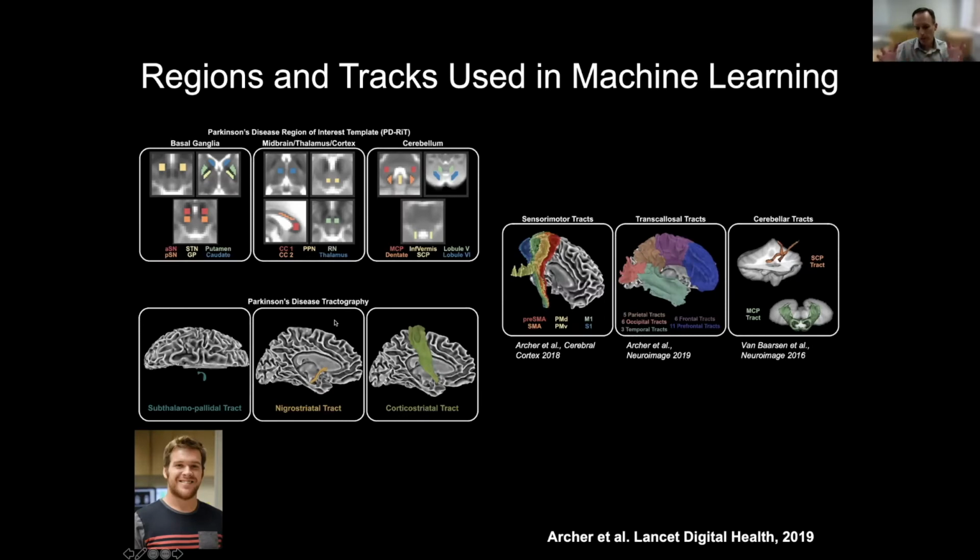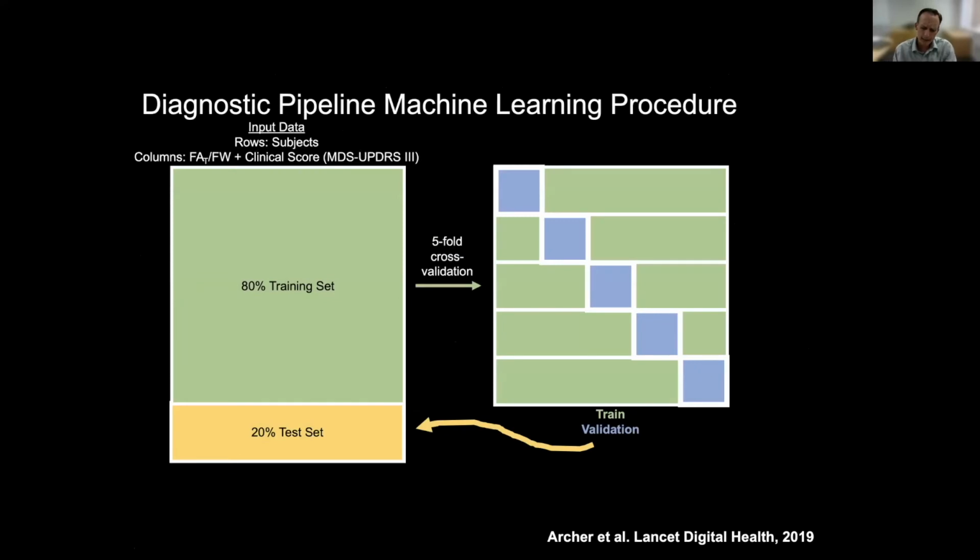And so we use all of these regions and tracks, and we quantify diffusion measures, particularly free water and free water corrected fractional anisotropy in these specific parts of the brain. And this is all done through an automated pipeline. So we just kind of hit the computer and say go, and it processes all the data one by one. And what we did in this study, so this is the machine learning AI part.